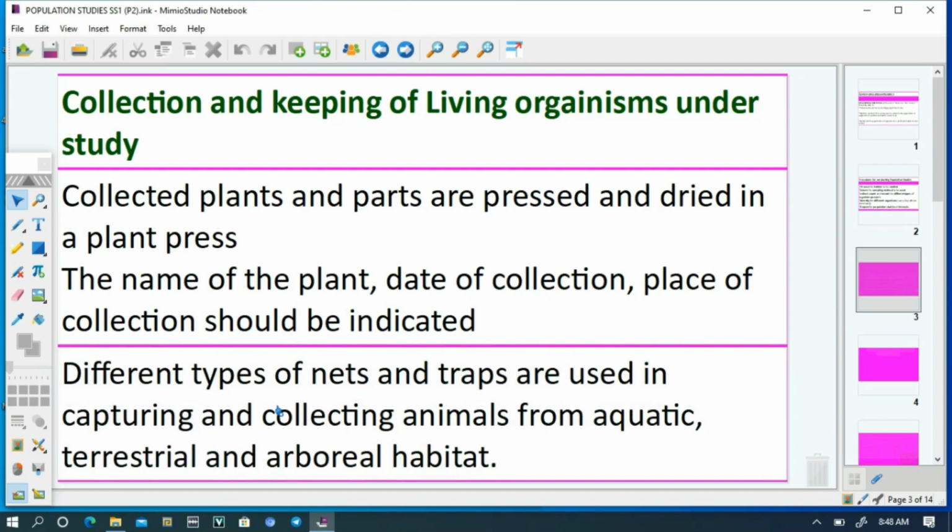Different types of nets and traps are used in capturing and collecting animals, because animals are not stationary like plants. They move about from one place to another, and some of them move very fast. And animals can be collected using nets and traps from different habitats, may it be aquatic, terrestrial, or arboreal.